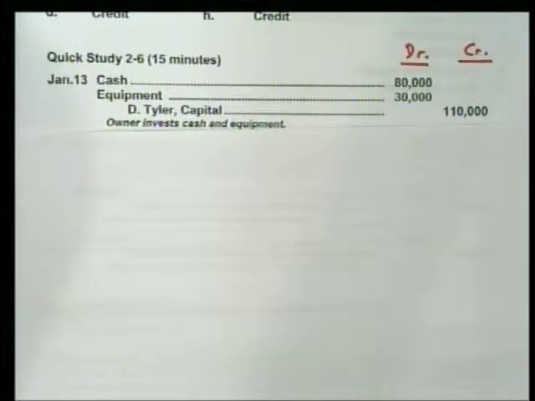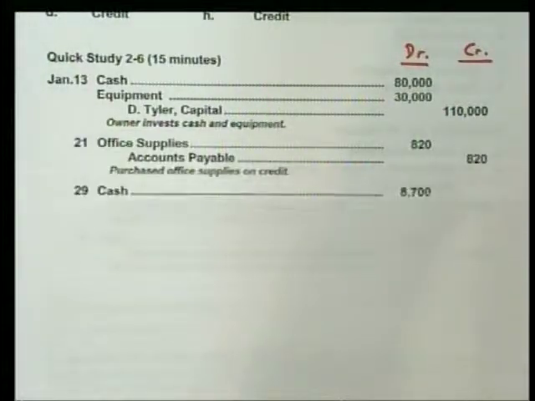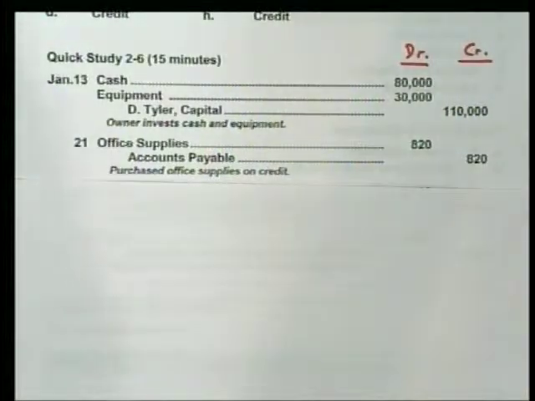B on Quick Study 2.6. On January 21, Elegant Lawns purchases office supplies on credit for $820. What does that journal entry look like? It looks like this. Office supplies is debited, thus we are increasing it since this is a debit balance account. And accounts payable is credited. AP is a credit balance account, thus we're increasing it as well, correct?